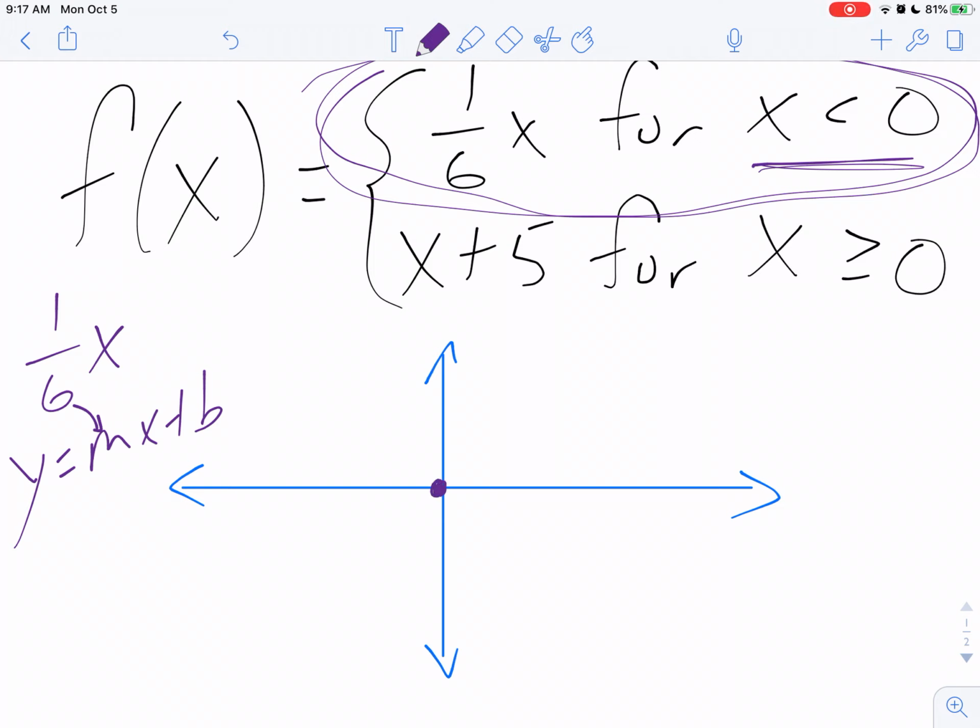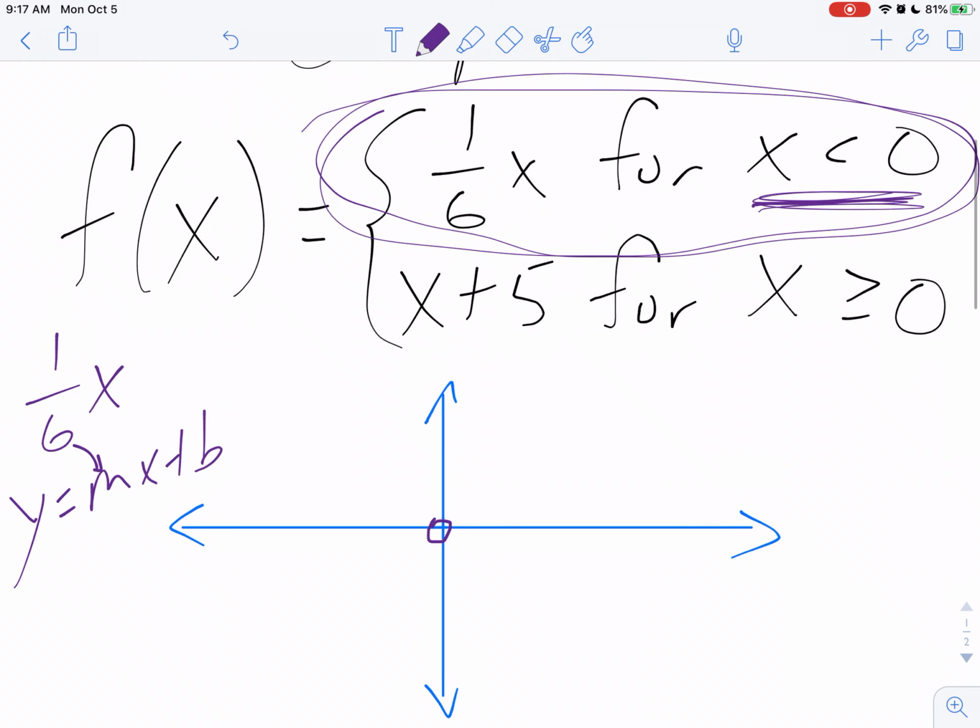Now that dot technically should be empty, so I have to fix that. It should be an empty dot at 0 because of this symbol. X is less than 0, so it's not equal to 0. Now a slope of 1/6 is a positive slope. So generally speaking, our graph is going up and to the right.